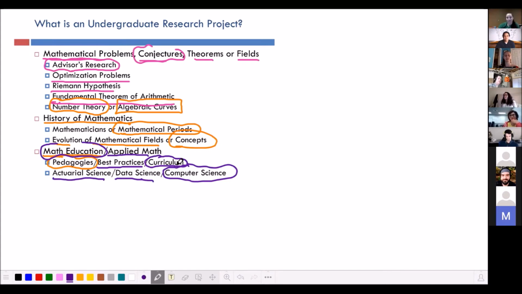But these are all good examples of undergraduate research projects. And basically, you just have to ask, right? So go out, find a faculty member, ask them. If they don't know, come see me. I can direct you in the right direction. There's lots of faculty here that love to work with students.